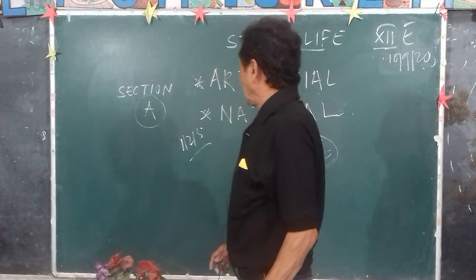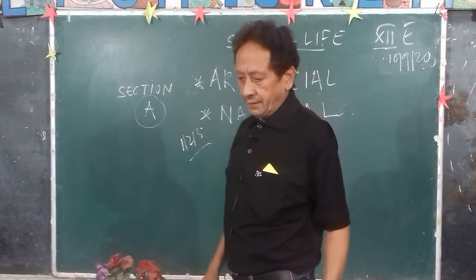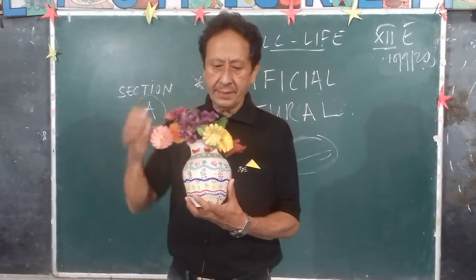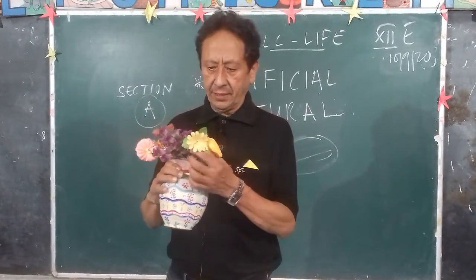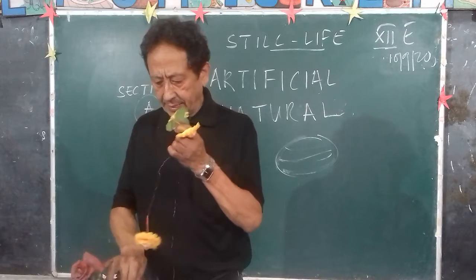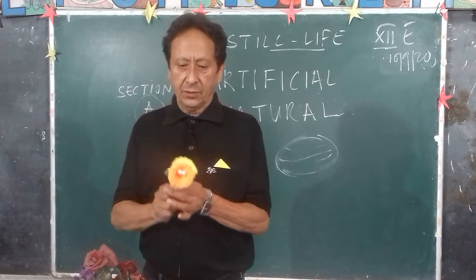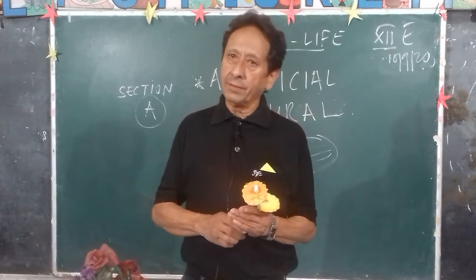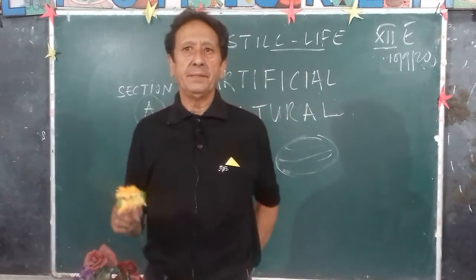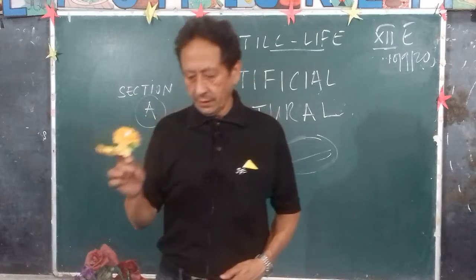For your example, if you don't get the natural flowers, then you have to do the artificial. So I can show you this artificial flower. See, this is made by plastic, but it seems like real. It's made by wire and all. So this looks exactly like a flower, but it is artificial. So sometimes you have to do with this. If it's not available in the market, or maybe it's not a seasonal flower, then you'll get the artificial, I mean rubber, plastic, paper, whatever. So this is an artificial flower.